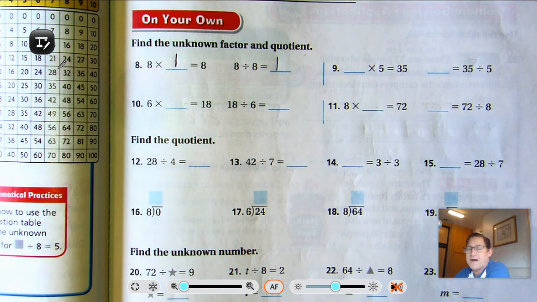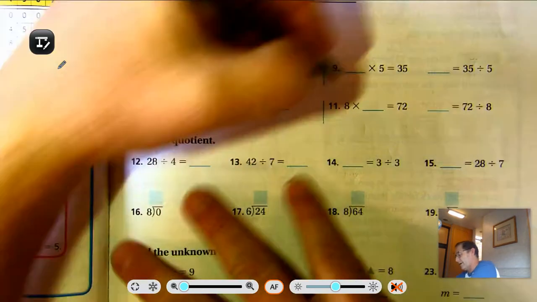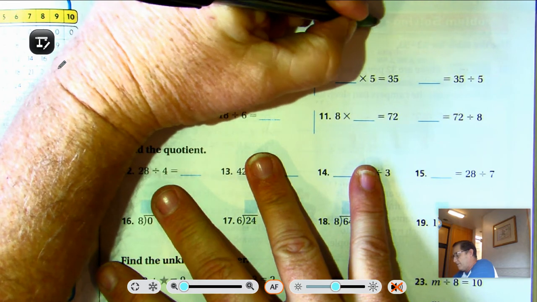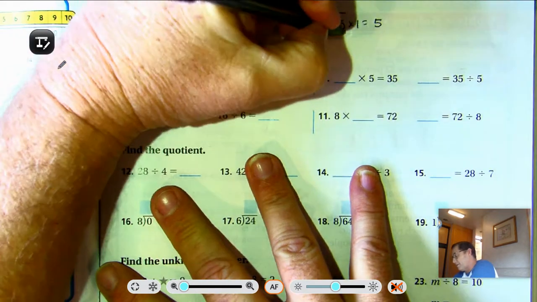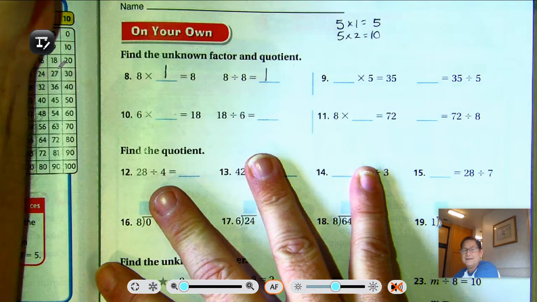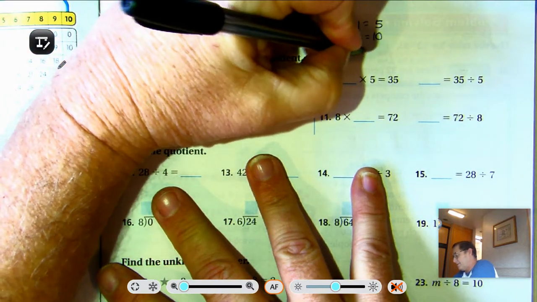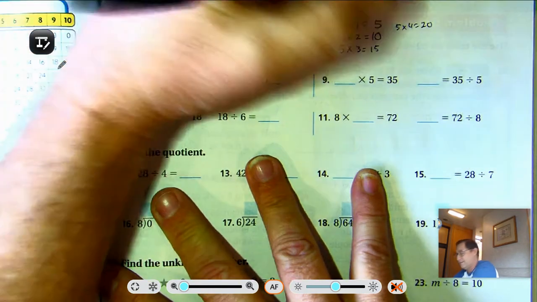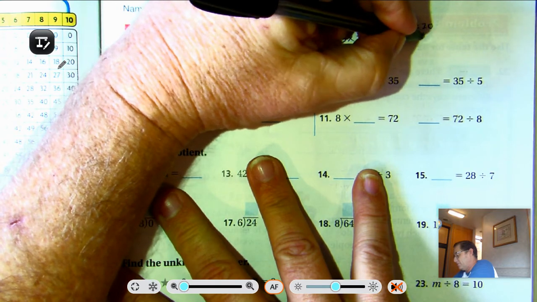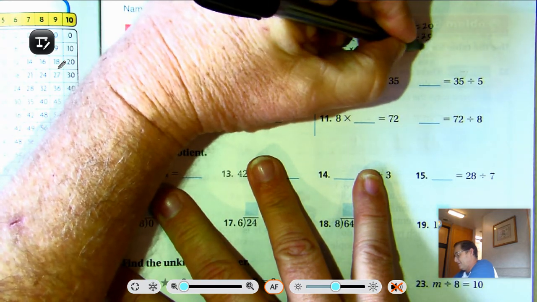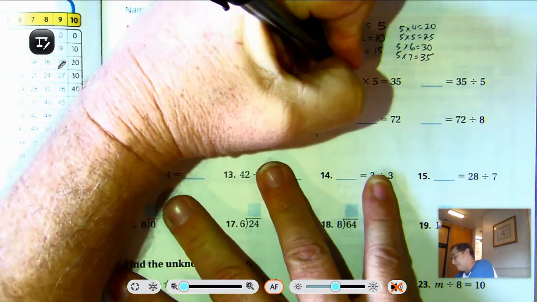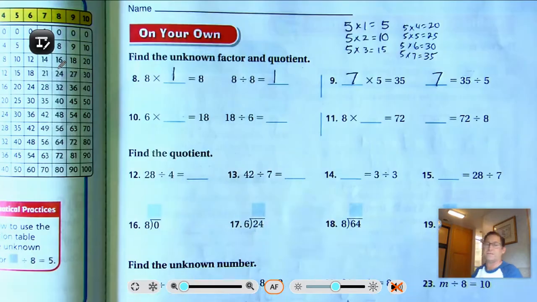Some number times 5 is 35. Okay, so 5 times 1, 5. 5 times 2, 10. 5 times 3, 15. 5 times 4, 20. 5 times 5, 25. 5 times 6, 30. 5 times 7, 35. All right, so 7 times 5 is 35. 35 divided by 5 is 7.